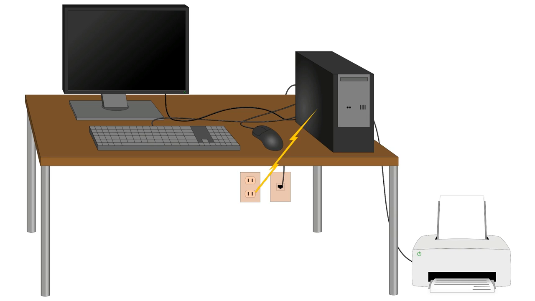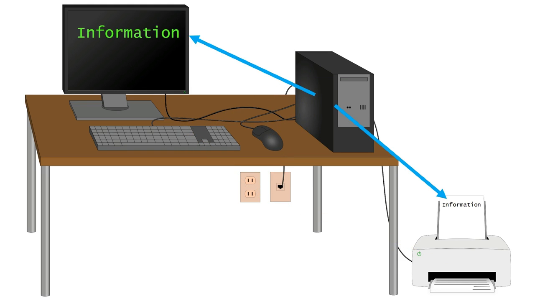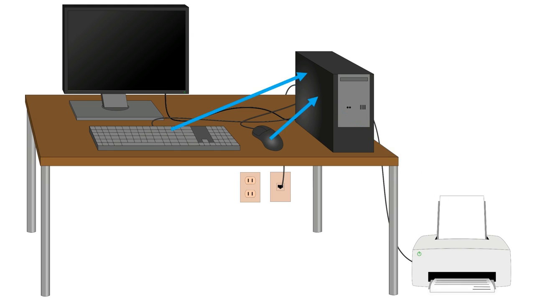Electricity flows from a power outlet into the tower, and from the tower, some of the electricity is allocated to the keyboard and the mouse. Electricity also flows from an outlet to the monitor and from an outlet to the printer. The computer sends information from the tower to the monitor or printer, which allows the user to see it. The user inputs information and commands into the computer via the keyboard and the mouse. Finally, the computer is able to trade information with other computers via its internet connection.